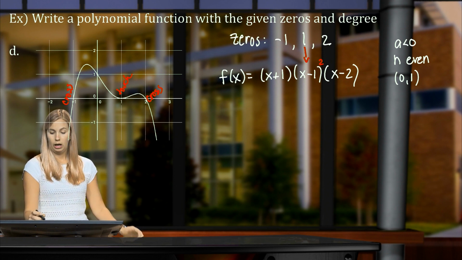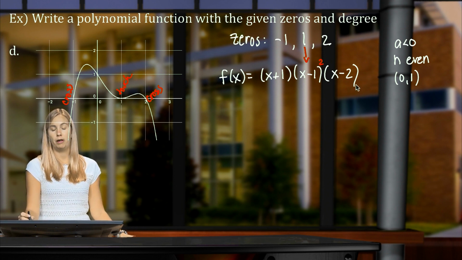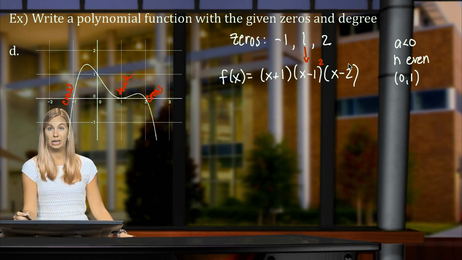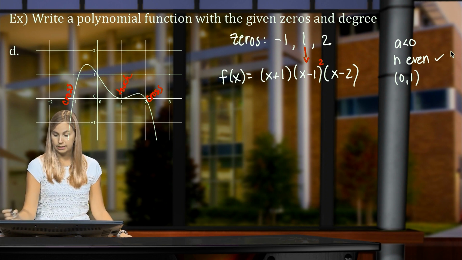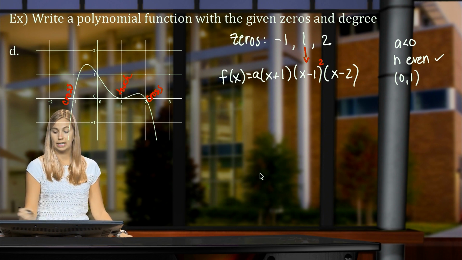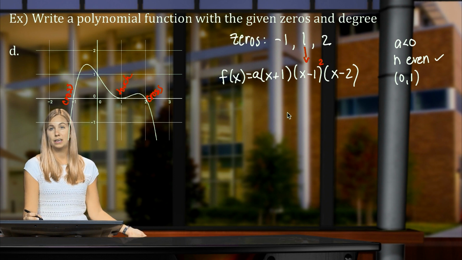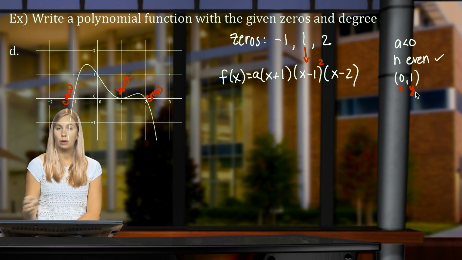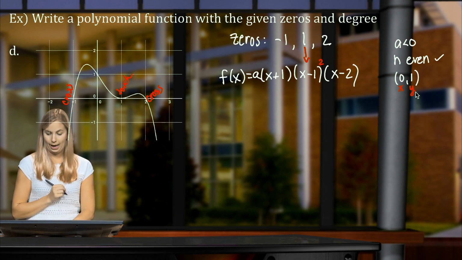Make it even. If I look at this, what's the degree of this polynomial now? I've got 1 plus 2 plus 1 is 4. So that takes care of that. But I haven't figured out what my lead coefficient is. I know that it's negative, but I don't know what the number is. So here I'm going to use my y-intercept to solve for a.